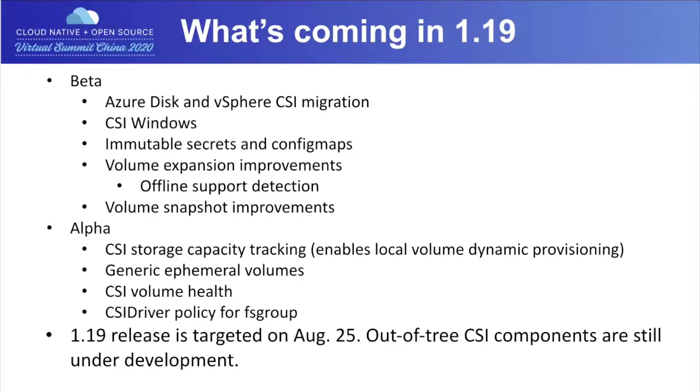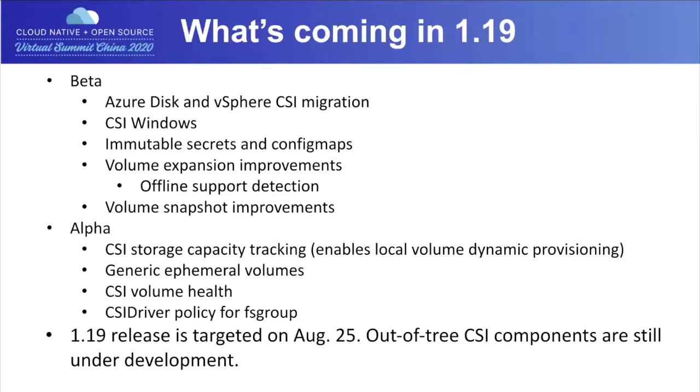So first up is volume expansion. There are improvements being made related to the way that we process offline expansion for volumes that can only support doing a volume resizing operation if the volume is unmounted. So detecting that support in the driver and then having Kubernetes orchestrate the volume expansion operation to work with those kinds of drivers is a big improvement that we are making in 1.19.